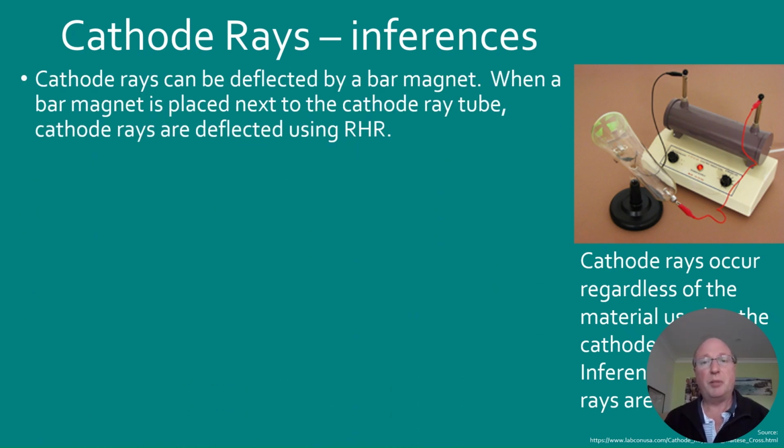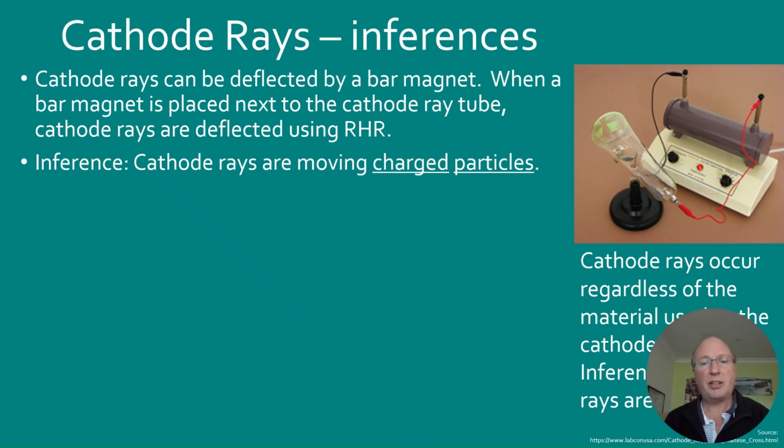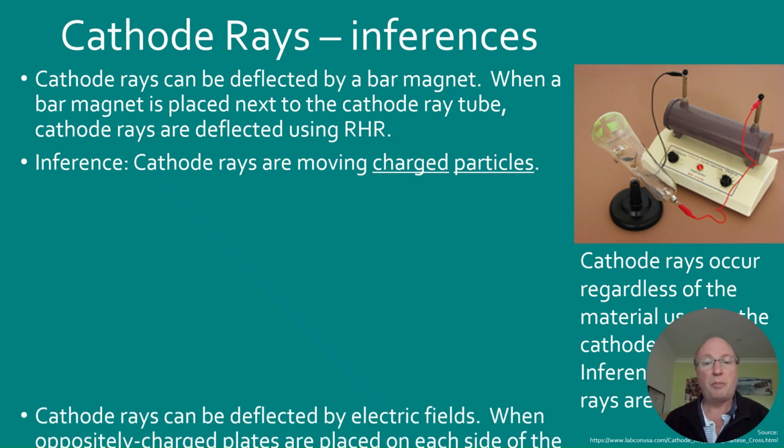Cathode rays can be deflected by a simple bar magnet, and when a bar magnet is placed near the cathode ray tube, the cathode rays are deflected, and you can work this out very simply using the right-hand rule. The inference is that cathode rays are moving charged particles.